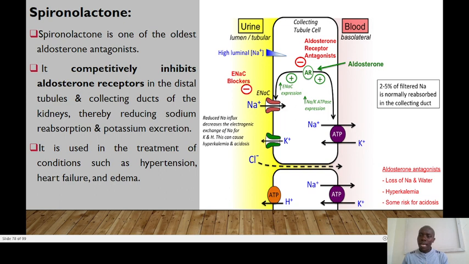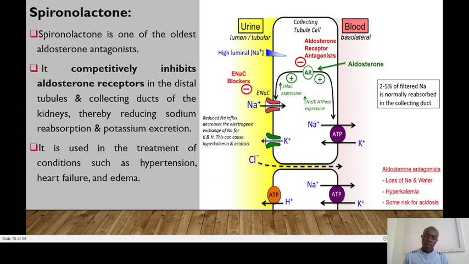We have spironolactone as an example, which is the oldest aldosterone antagonist, and it competitively inhibits aldosterone receptors in the distal tubule and in the collecting tubule, and this thereby reduces sodium reabsorption and potassium excretion. It is used in treatment of conditions like hypertension, heart failure, and edema. You have to know that about 2 to 5% of filtered sodium is normally reabsorbed in the collecting tubule. So this group of drugs is able to block this portion.